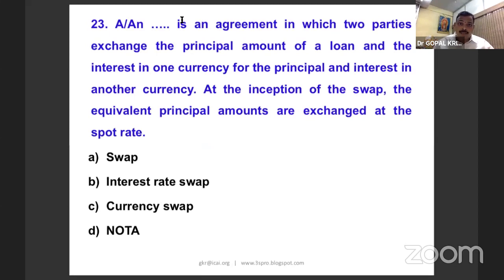Now, which is an agreement in which two parties exchange the principal amount? Please look at this. Two parties exchange the principal amount. Therefore, it is not an interest rate swap. It is the principal and interest in one currency against principal and interest in another currency. So here it is a currency swap. I would have borrowed in Australian dollars, so my liability and interest will be in Australian dollars. But I want that to be converted to Singapore dollars. Another party who borrowed in Singapore dollars wants to exchange to Australian dollars. Then a financial institution will arrange a currency swap. So that is called a currency swap, 23C. Good.